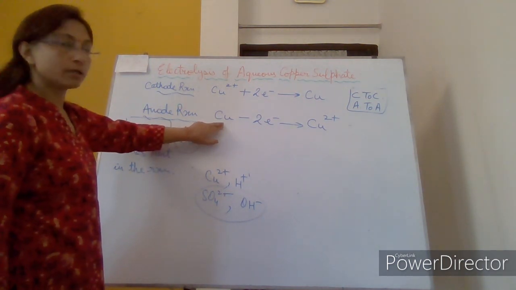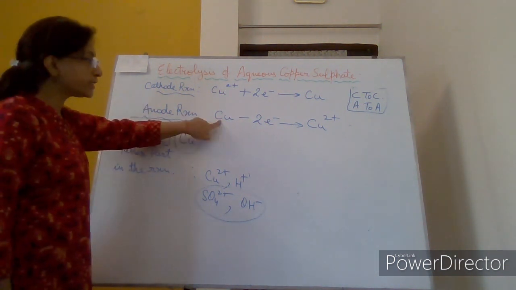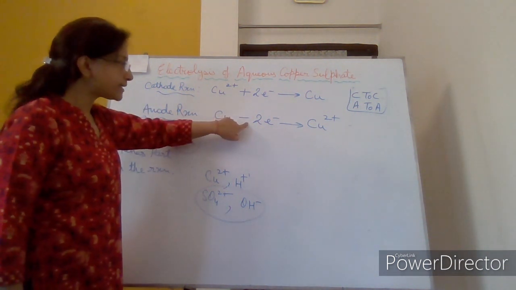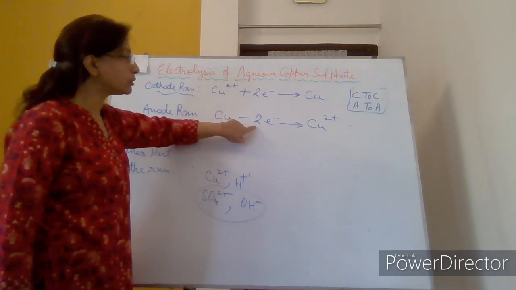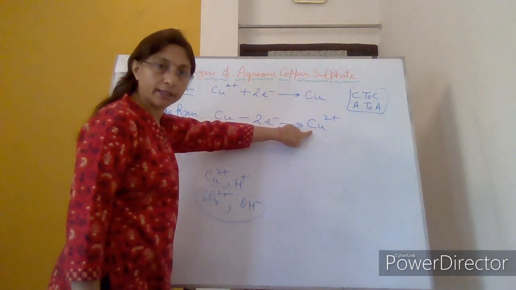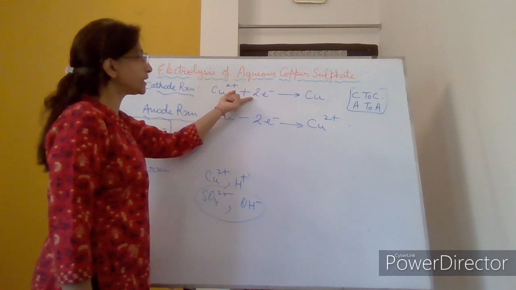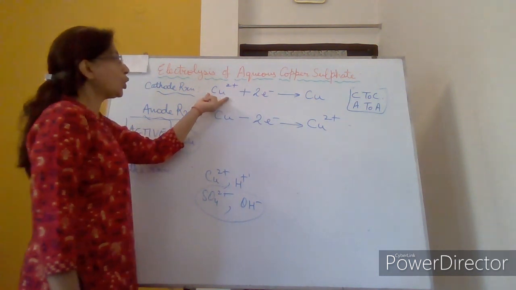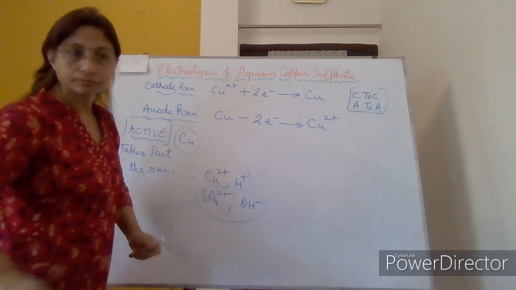This copper is the one of which the anode is made up. This copper itself will start releasing its own electrons and will start producing the copper cations. These two electrons in the process will be taken over by the copper ions which were present here.